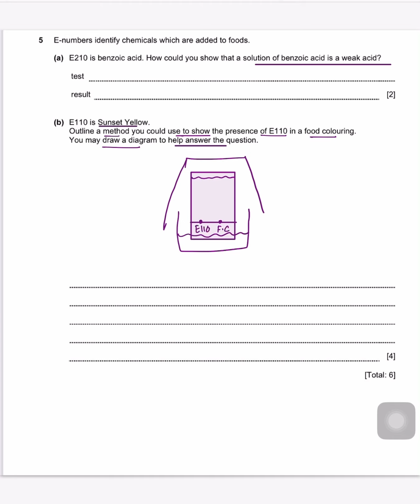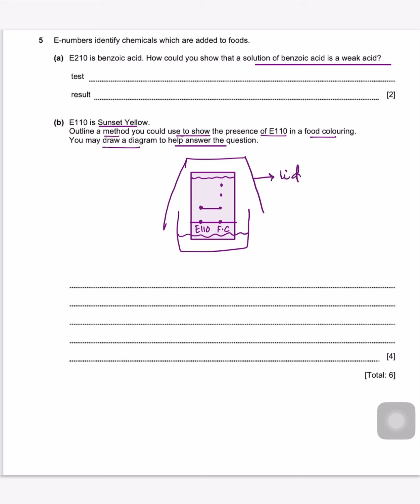Okay, so we will just check this thing. These are the spots by food coloring, for example, and this is the spot by E110. So in your explanation, you are going to write that the spot developed by E110 on the paper chromatogram is matching with one of the spots of food coloring. So we can say that E110 is present in the food coloring as the spots are coinciding with each other. So this is the way to draw the diagram, but be sure that you mention everything very clearly.